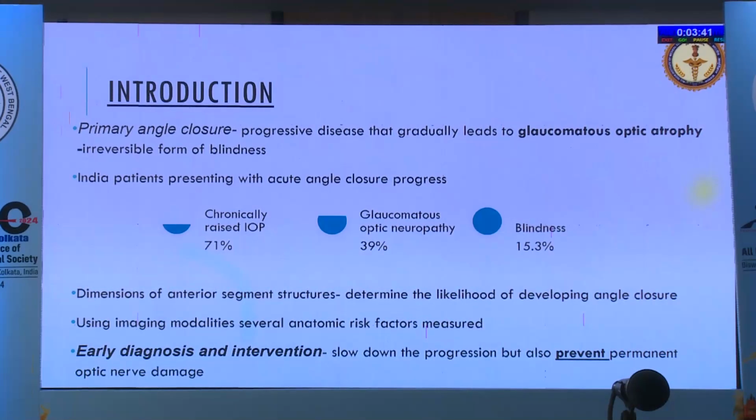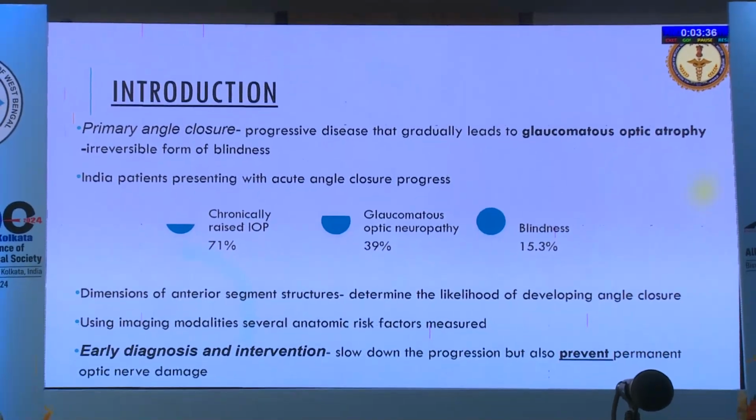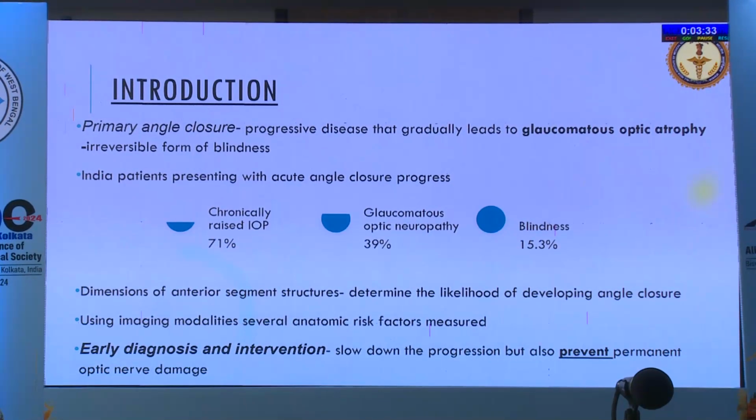So as we all know, primary angle closure disease is a progressive disease that gradually leads to glaucomatous optic atrophy, which is an irreversible form of blindness. In fact, in the Indian subcontinent, patients presenting with acute angle closure progress to have a chronically raised IOP in 71% cases, glaucomatous optic neuropathy in 39% cases, and blindness in 15.3% cases. The dimensions of the anterior segment structures determine the likelihood of development of angle closure, and using non-invasive imaging modalities, we can assess those parameters. Early diagnosis and intervention can not only slow down the progress, but also prevent permanent optic nerve damage.